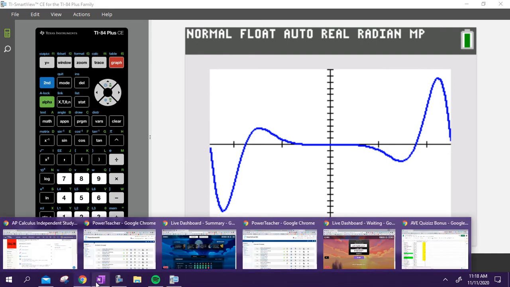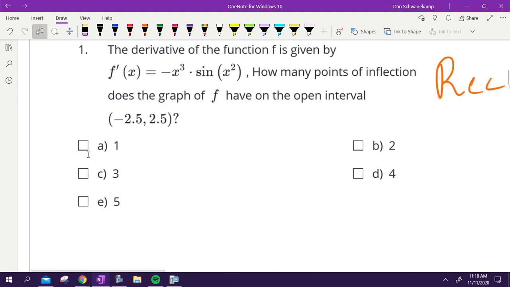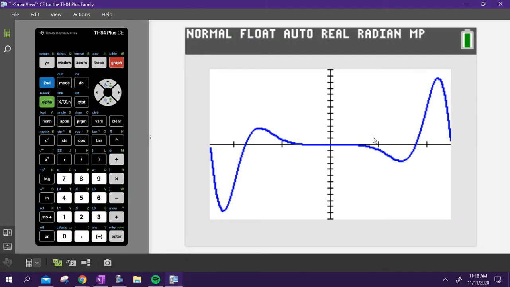This is an F prime graph. What am I looking for on an F prime graph to find points of inflection? Relative extrema. F prime has relative extrema when you have points of inflection.